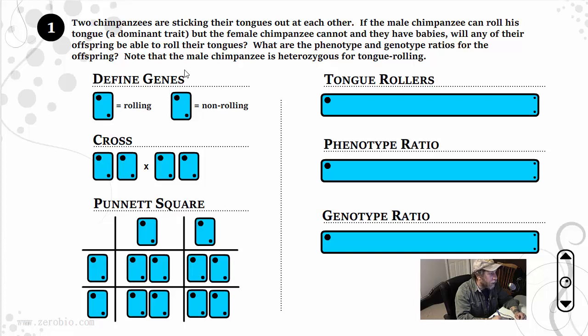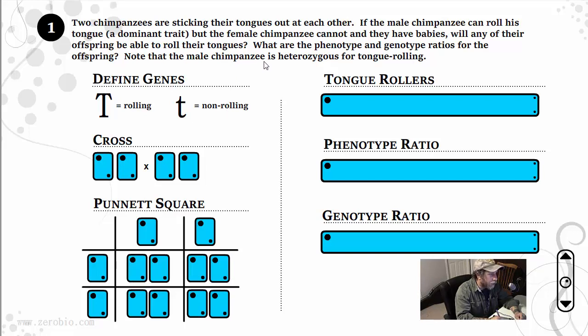Now, the first thing to do is to define our genes. We're talking about tongue rolling, and being able to roll your tongue, or a chimpanzee being able to roll its tongue, is a dominant trait. So I'm going to choose capital T to represent the rolling trait. Therefore, little t will represent the gene that causes non-rolling. So now we're going to work on the cross. For all of these problems, I'm going to put the first individual mentioned in the question in the first spot, second individual in the second spot.